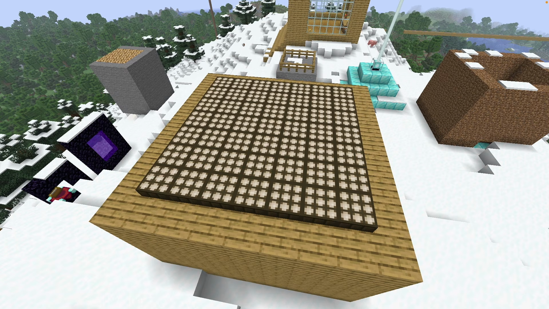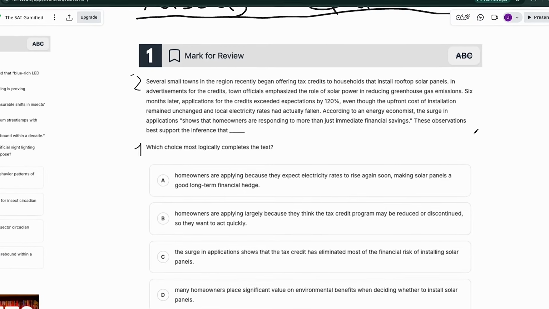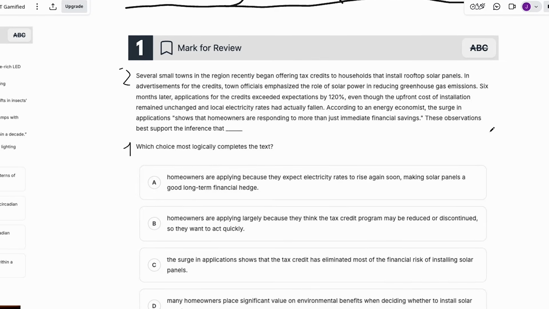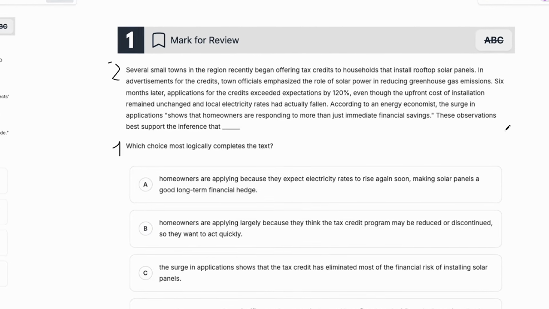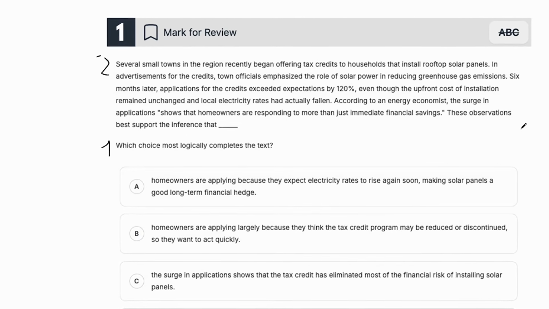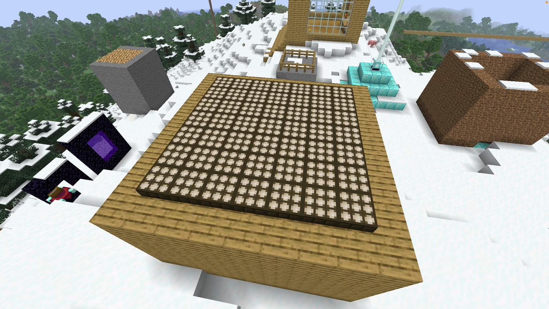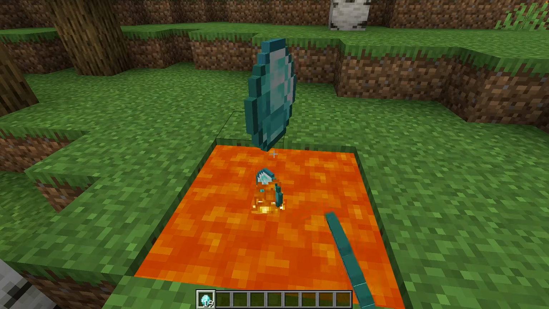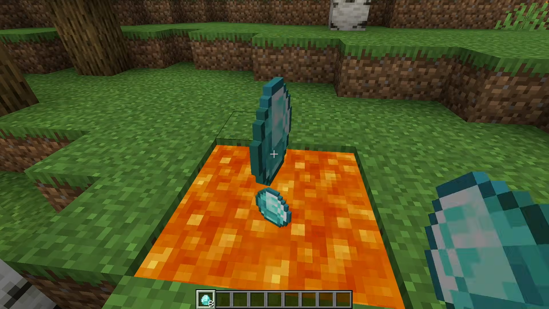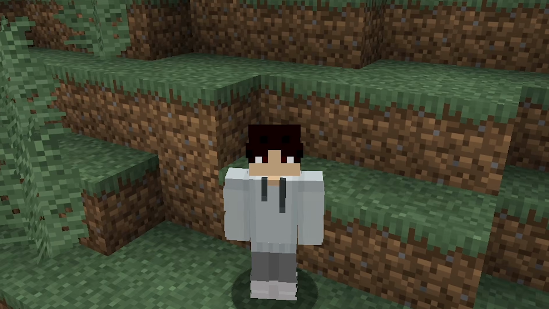Okay, so by doing this, you can help the environment. 6 months later, applications for the credits exceeded expectations by 120%, even though the upfront cost of installation remained unchanged and local electricity rates had actually fallen. So everybody was really liking these solar panels, even though they still cost a lot of money, and even though they actually would have been better off and spending less money if they just used electricity.